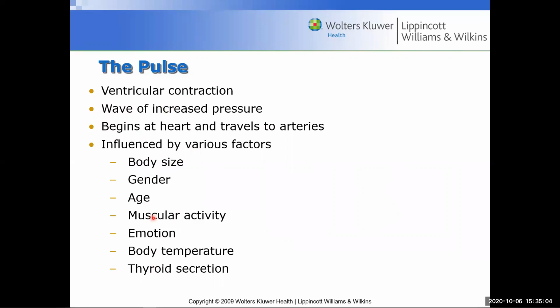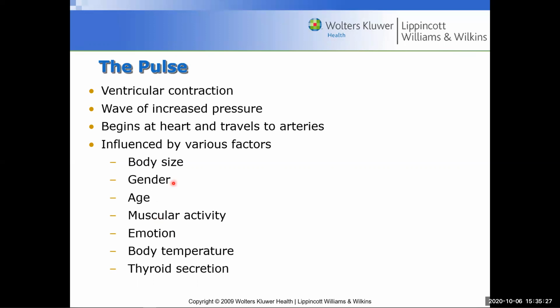Of course, with muscular activity, when we tend to be doing lots of things, we see that our pulse rate goes up. As we get older, as it relates to age, the pulse rate usually goes down, and there's a correlation between that and muscular activity. As you get older, you become a little more sedentary. So therefore, muscular activity decreases, so therefore pulse rate decreases.